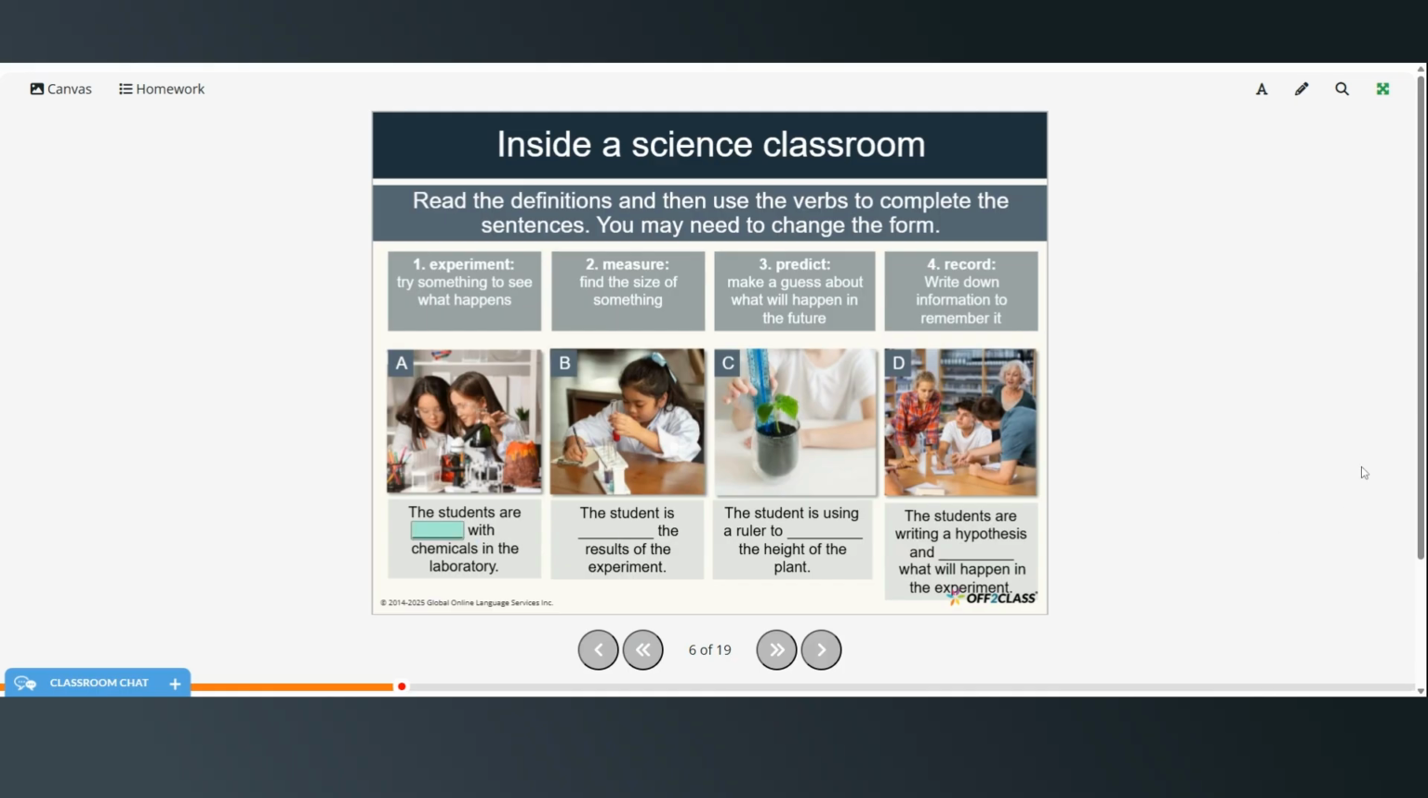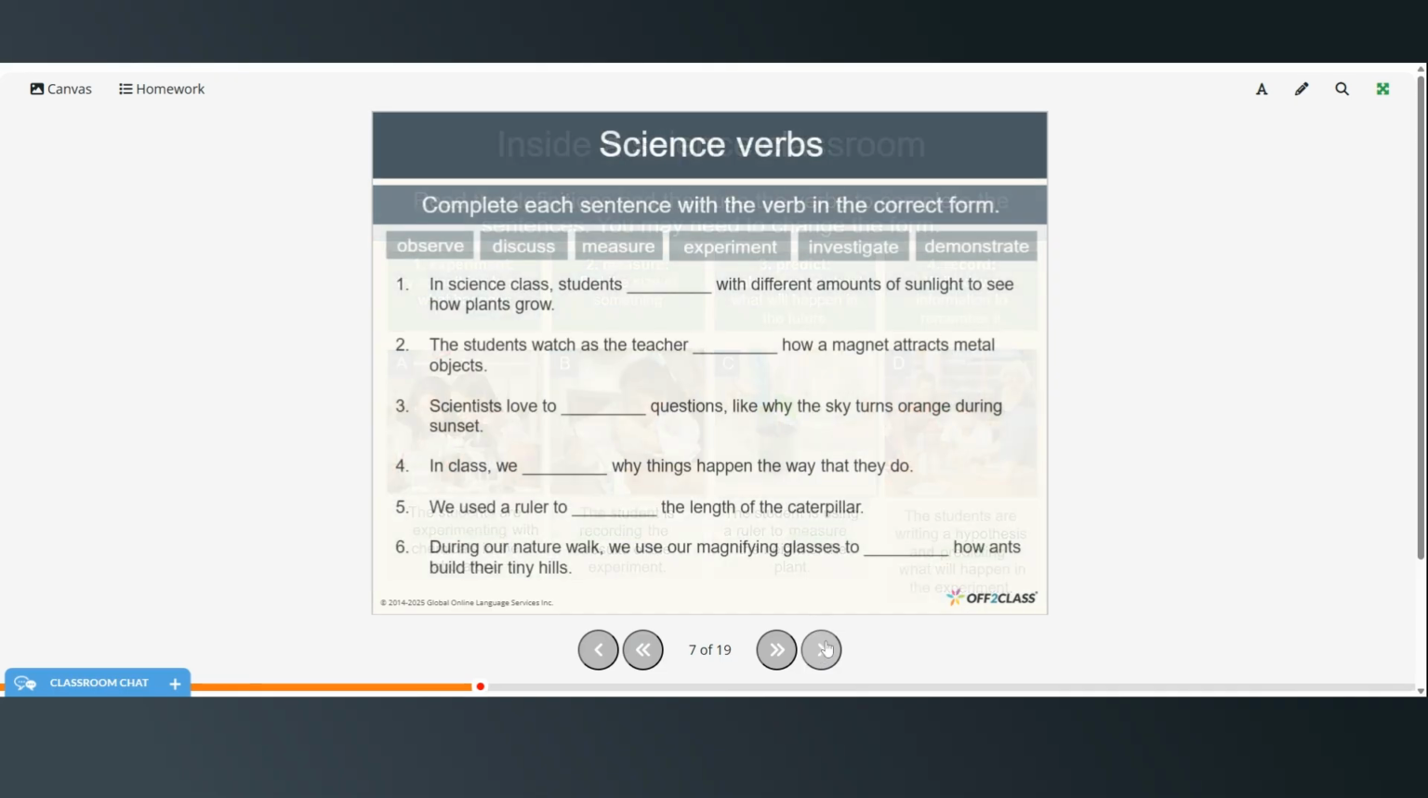All right, so the students are experimenting with chemicals in the laboratory. The student is recording the results of the experiment. The student is using a ruler to measure the height of the plant, and the students are writing a hypothesis and predicting what will happen in the experiment.